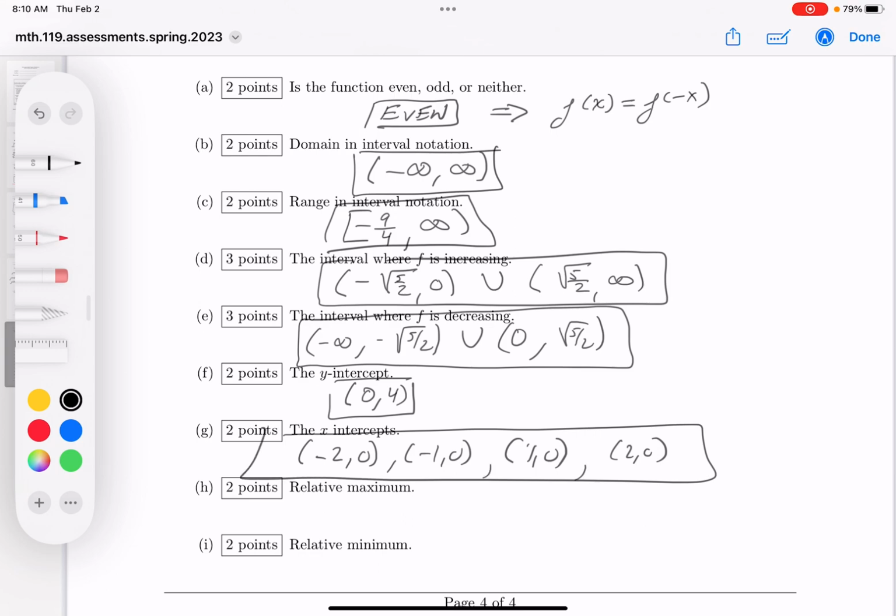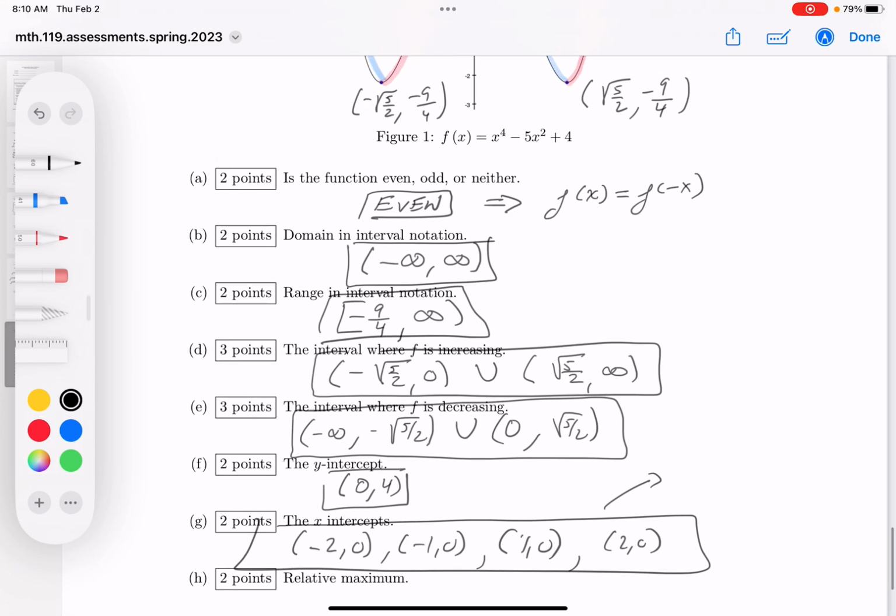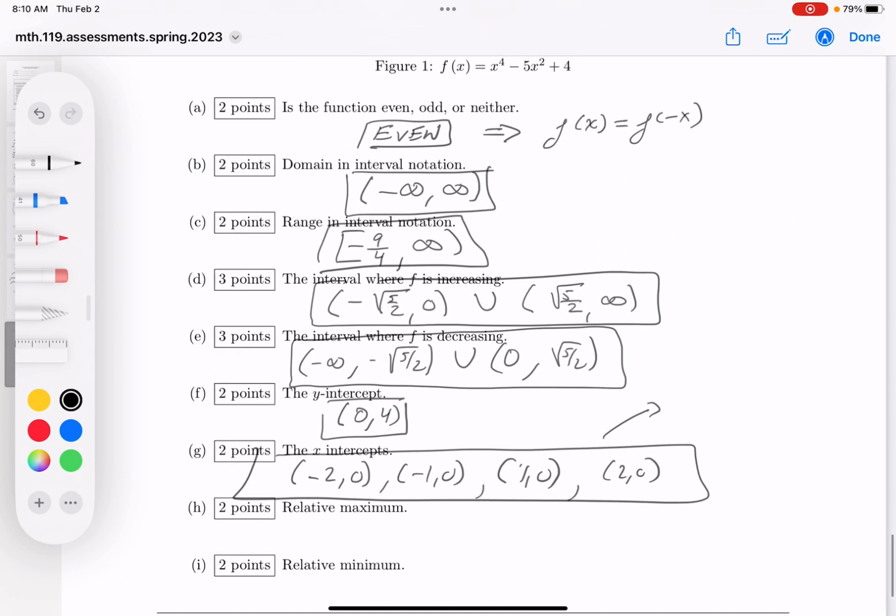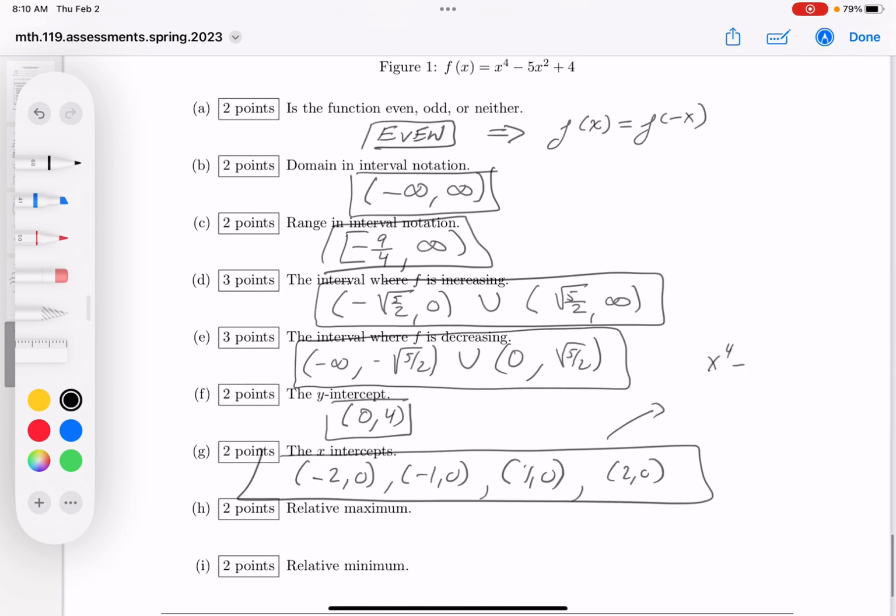And if you want to do the work on that, you can. The work would be, when does the function equal 0? Well, the function's x to the 4th minus 5x squared plus 4 equals 0. You're going to factor that. That's x squared minus 1 times x squared minus 4. And that would be x plus 1, x minus 1, x plus 2, x minus 2 equals 0. As we said, the x-intercepts would be minus 2, minus 1, 1, and 2. And that's all the roots of that.